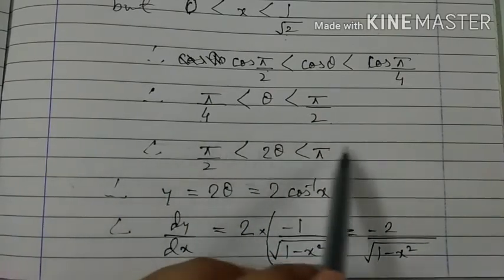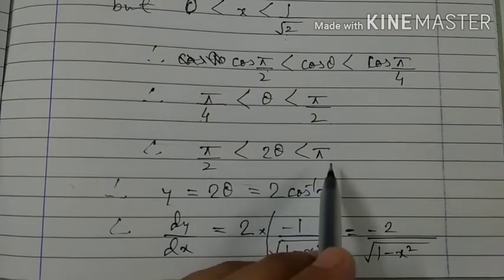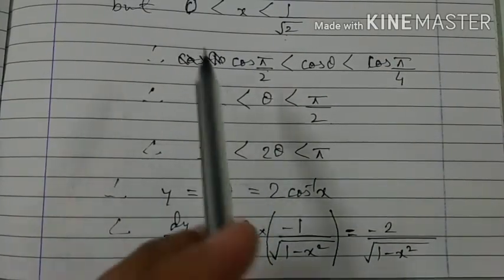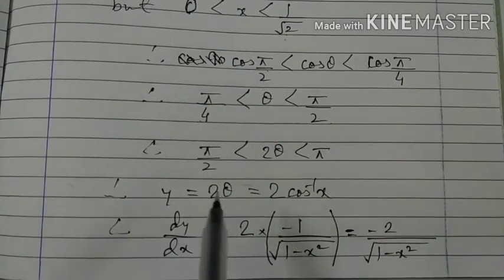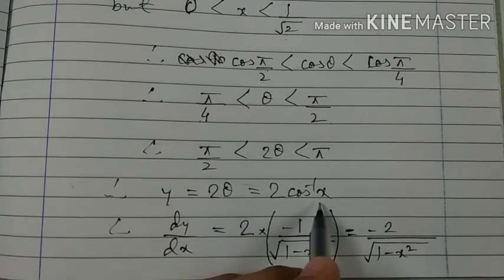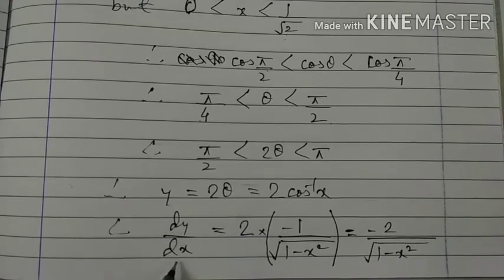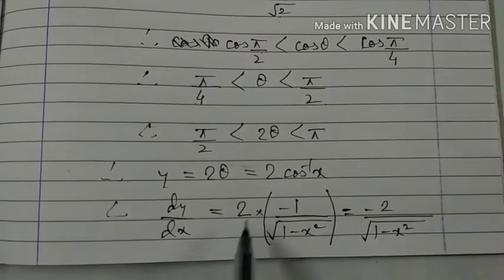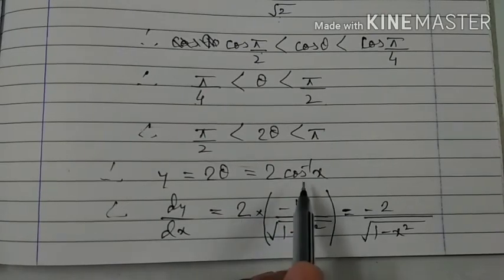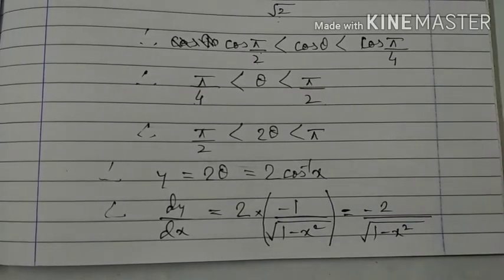So range of 2 theta is obtained. Now 2 theta lies between 90 and 180, which is in the range of cos inverse. That's why we will write y equal to 2 theta. Cos inverse and cos gets cancelled, and for theta we will write cos inverse x. Now taking derivative, for y we will write dy by dx and the coefficient as it is. Derivative of cos inverse x is minus 1 upon root 1 minus x square. So our final answer is minus 2 upon root 1 minus x square.